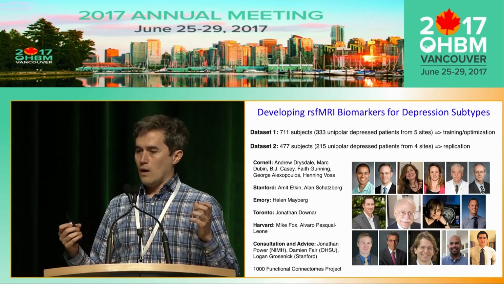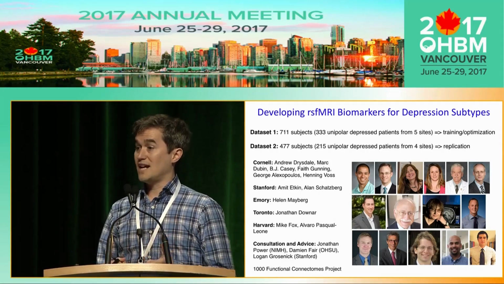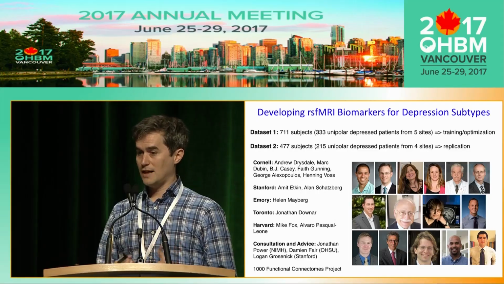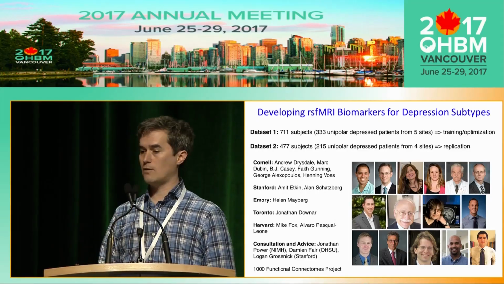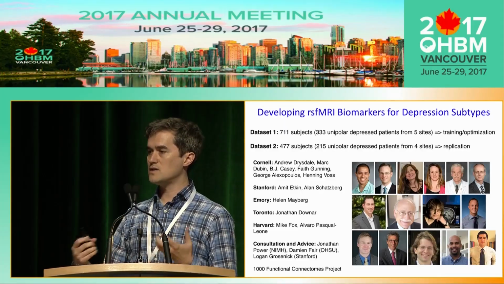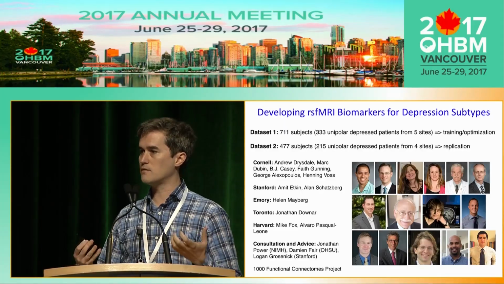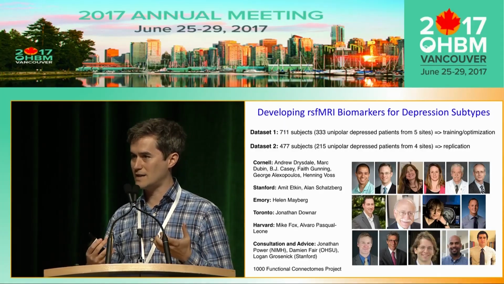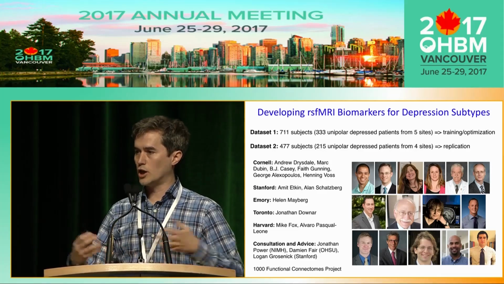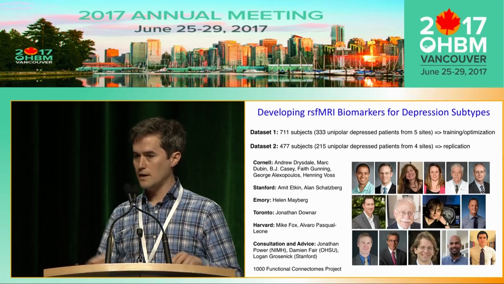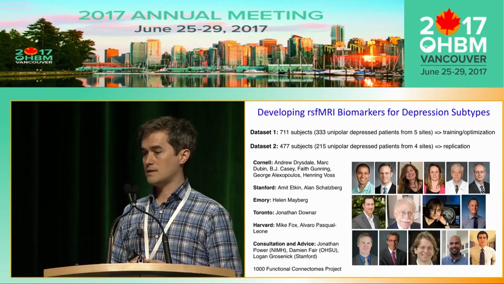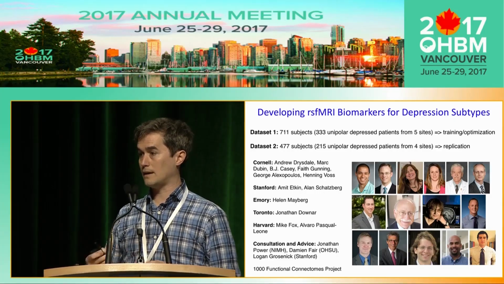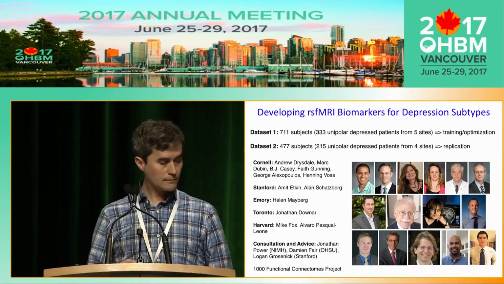So we initially acquired this fairly large data set for depression imaging, 711 subjects, 333 unipolar depressed patients, that were acquired from 5 sites. And we used it to try to discover subgroups of patients, to train classifiers for diagnosing them, and to learn a little bit about how the subgroups differed. And then critically, later, additional data became available to us, and we could use that to replicate the results we found in the first data set.